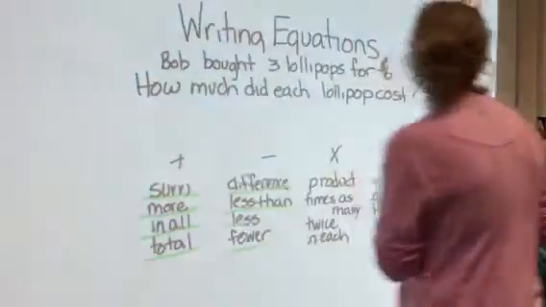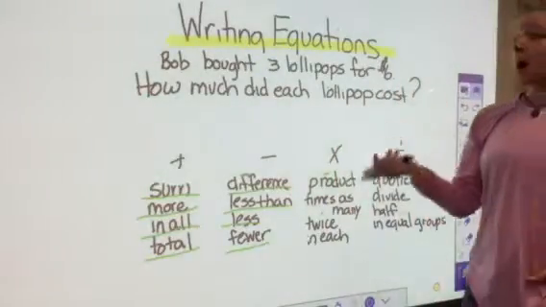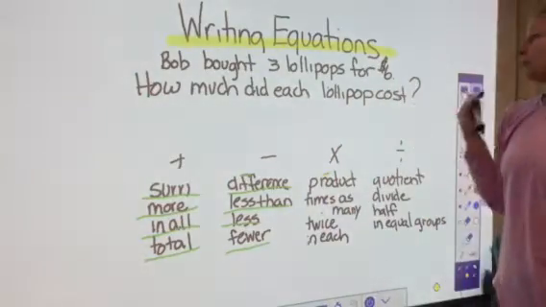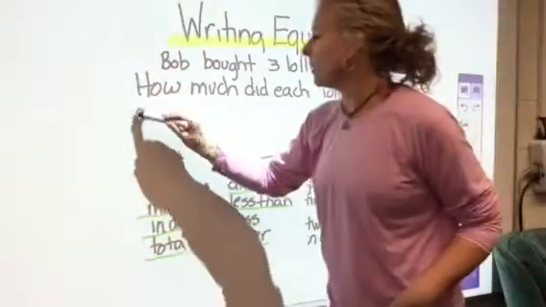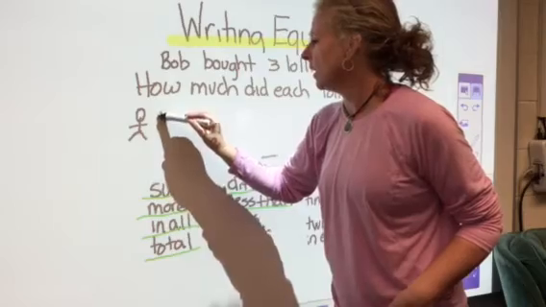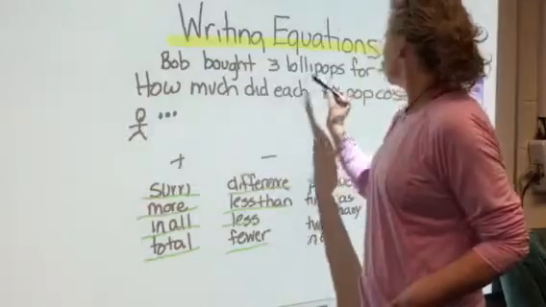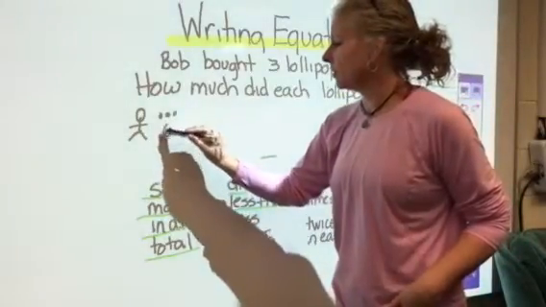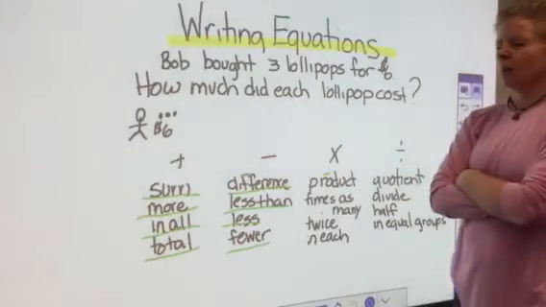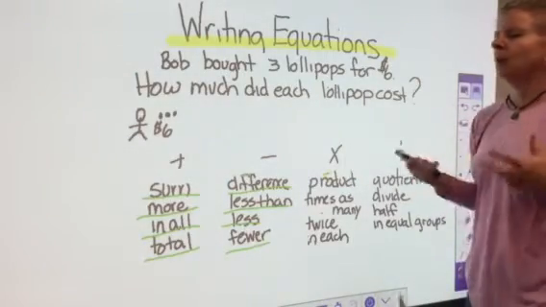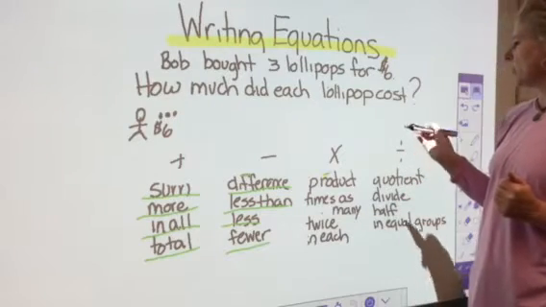Okay, let's practice writing an equation with a word problem. Bob bought 3 lollipops for $6. So let me visualize that. We've got Bob, and he got 3 lollipops, and those 3 lollipops cost $6. All right, there's a little picture for me. Bob, 3 lollipops, $6. Okay, how much did each lollipop cost?